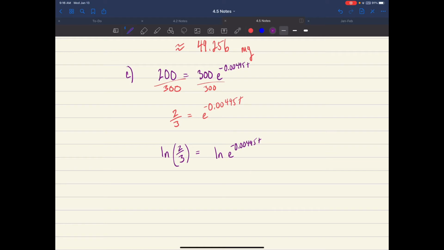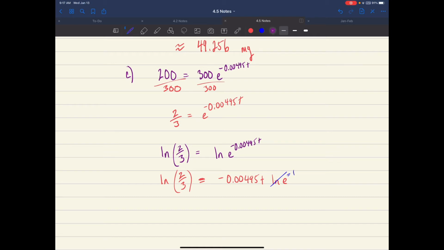Okay, so notice I used the natural log as opposed to log base 10, and that's because I see e's, so I want to be able to cancel those out as quickly as possible. So anyway, on the right side, we get negative 0.00495t times the natural log of e. And on the left, it's natural log of 2 over 3. All right, so on the right side of the equation, we have a natural log of e, so that is just 1. So we don't really have to worry about that.